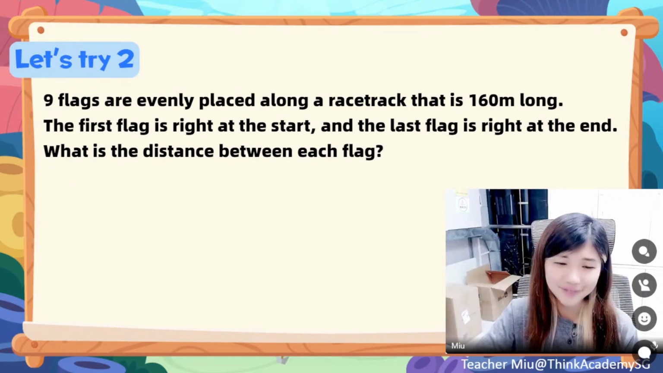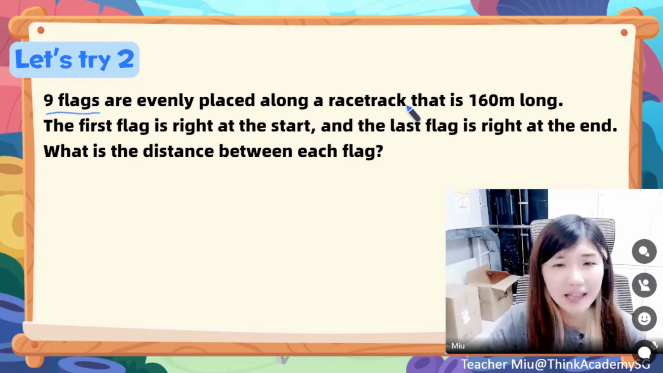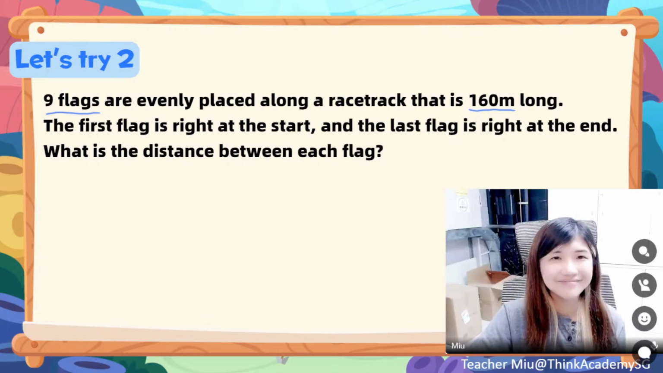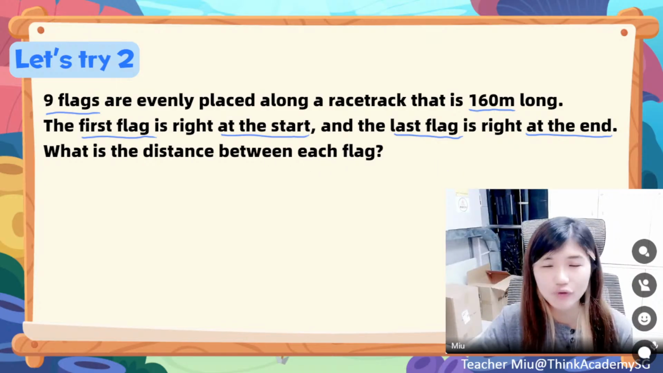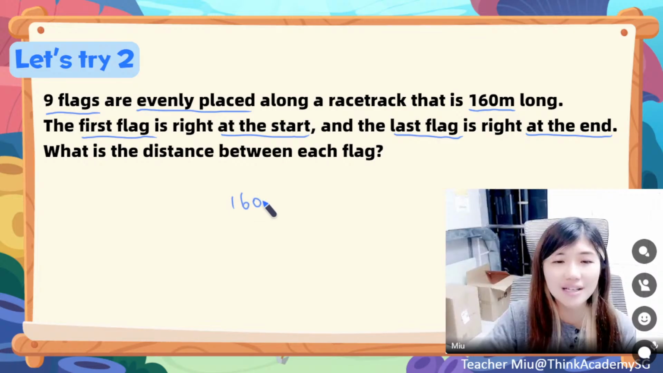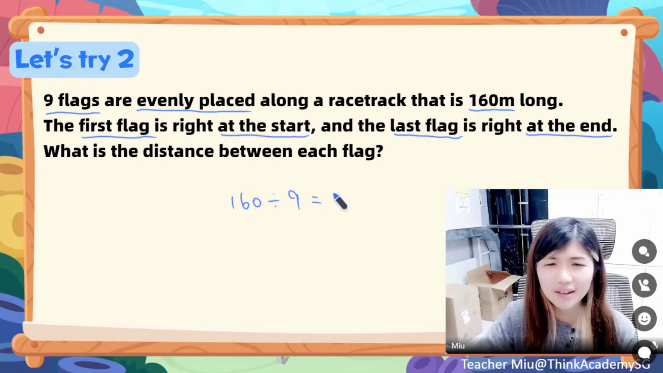What about this one? It says 9 flags are evenly placed along a racetrack that is 160 meters long. So the first flag is right at the start and the last flag is right at the end. What is the distance between each flag? Any idea? Evenly placed, right? 160 divided by 9. So it might be 10 or so.